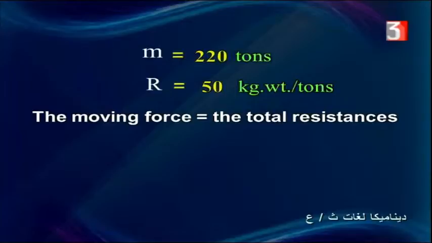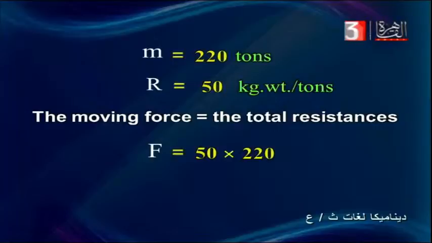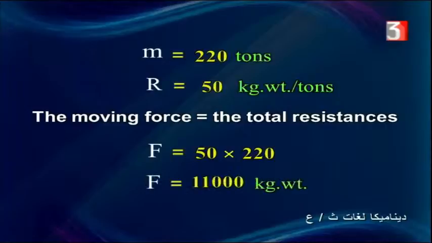The moving force F equals the total resistance of the train, which equals 50, the resistance per each ton, multiplied by the total mass of the train, which equals 220 tons. Then the force equals 11,000 kilogram weight. This force acts on the train.